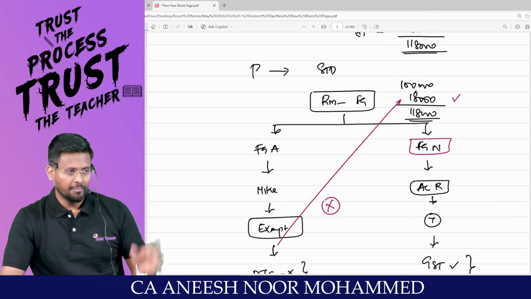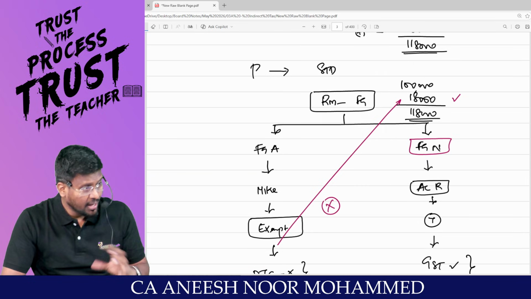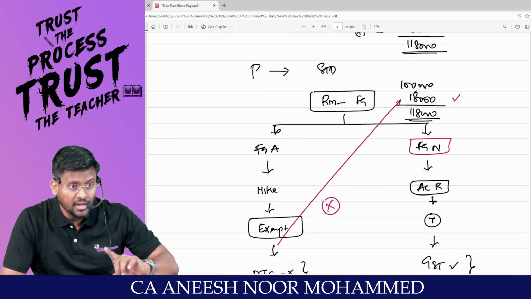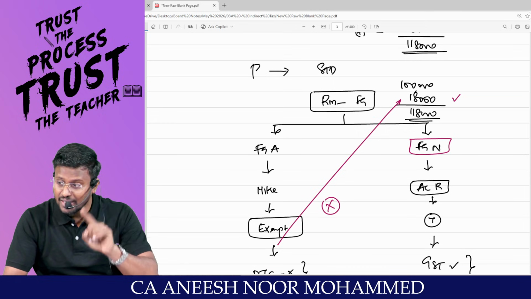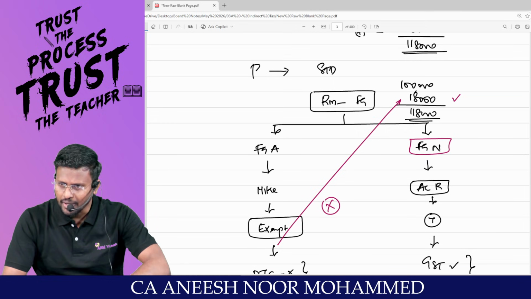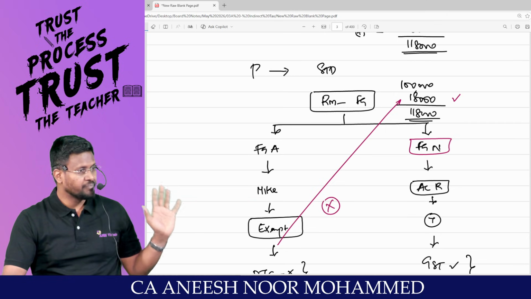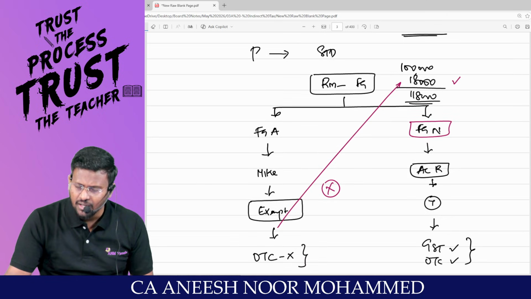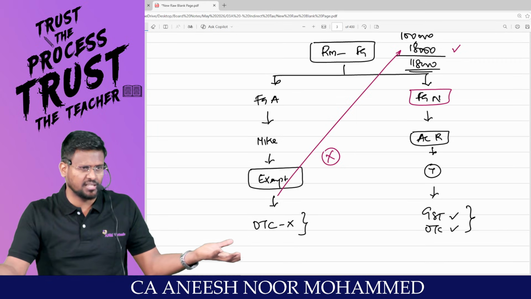Sir, because with the total raw material, I have not manufactured only one product. I have manufactured two products. In that, one is an exempted product and the other is a taxable product. That means whatever GST I have paid, I should apportion the GST.